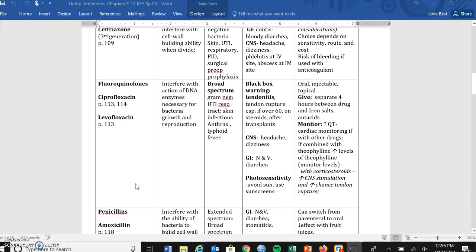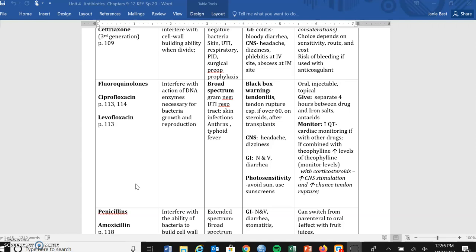Fluoroquinolones are also broad-spectrum antibiotics used for UTIs and respiratory tract infections, anthrax, and typhoid fever. The black box warning here is for tendinitis. Tendon rupture is possible, particularly if you are over 60 years of age, and typically that tendon rupture would be the Achilles tendon.